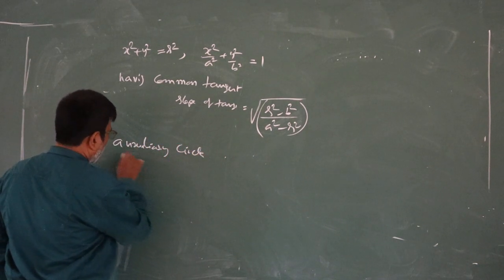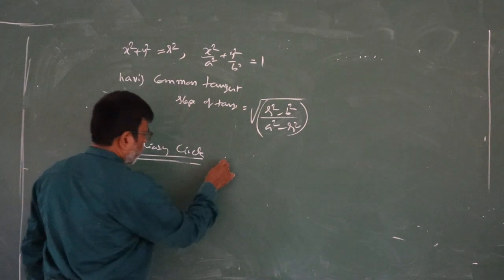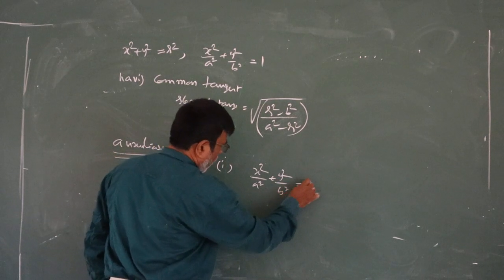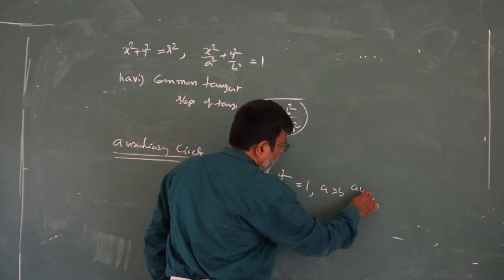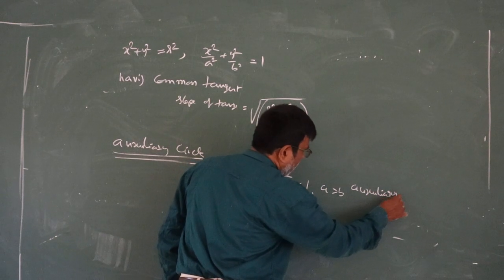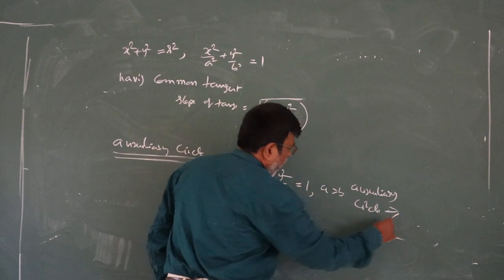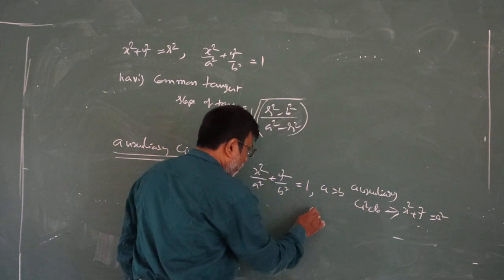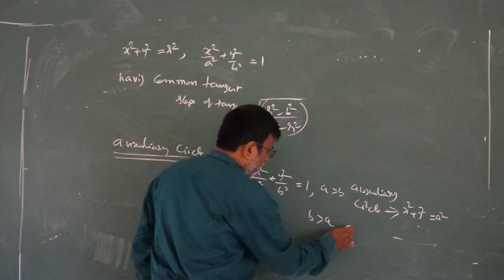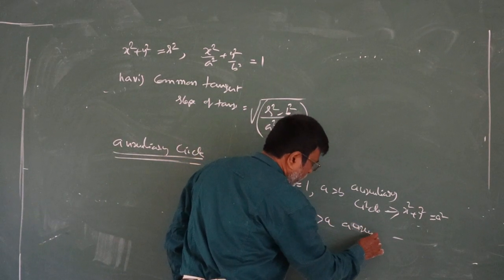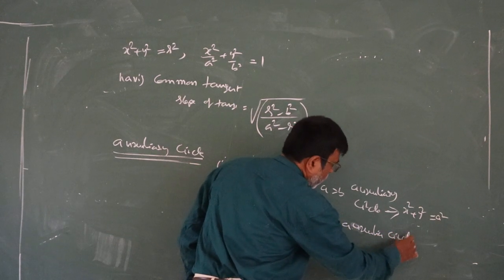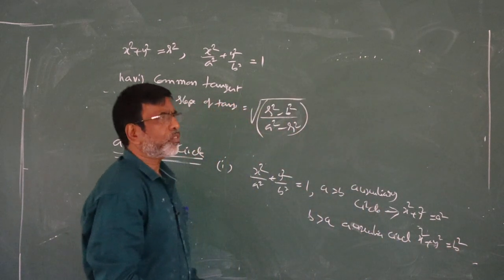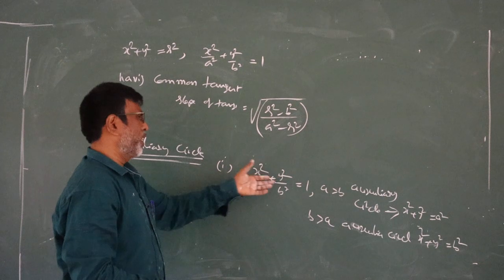Next one is the auxiliary circle. That is also asked: what is the equation of the auxiliary circle for an ellipse? First case, x square by a square plus y square by b square equals 1, a greater than b. The auxiliary circle is x square plus y square equal to a square. If b greater than a, the auxiliary circle is x square plus y square equal to b square. So these are the auxiliary circles, which is very important.